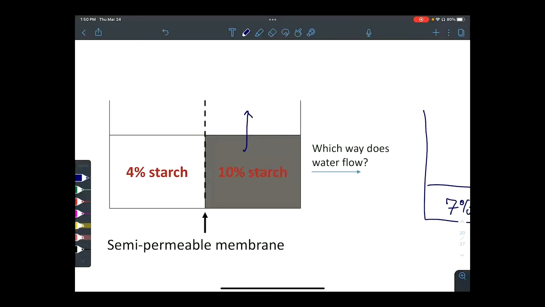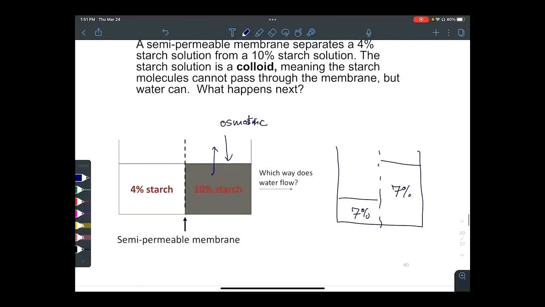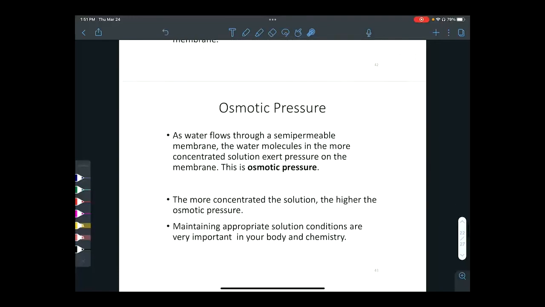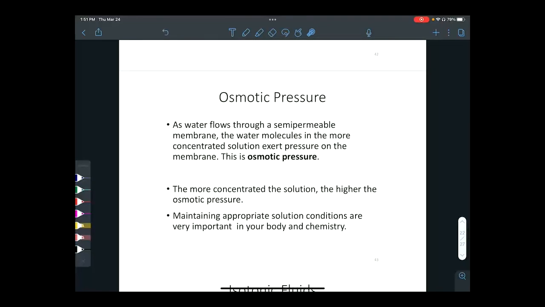What osmotic pressure is: if we wanted to stop water from moving this way, we would have to exert a pressure on the concentrated side to make that not happen. That's what osmotic pressure is. So that's why the more concentrated solution exerts a higher osmotic pressure, which is a weird way of thinking about it. But really the big takeaway here is that it increases with increased concentration. More concentrated the solution, higher osmotic pressure.